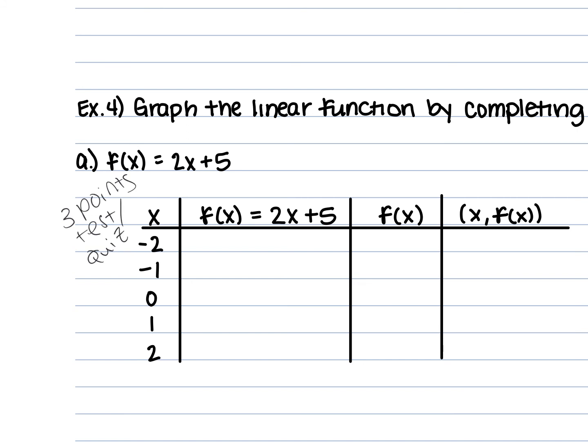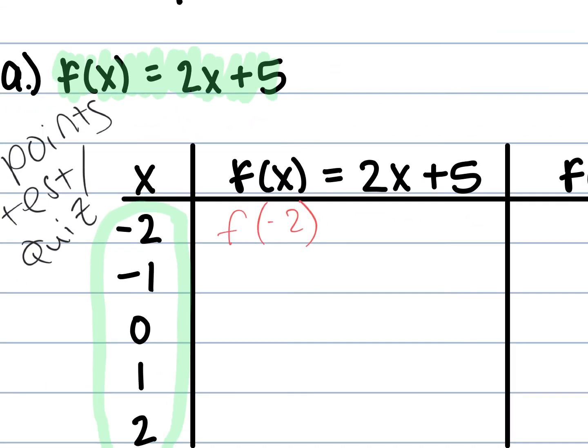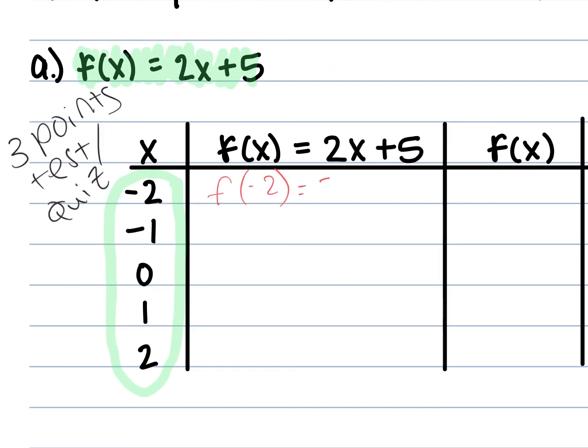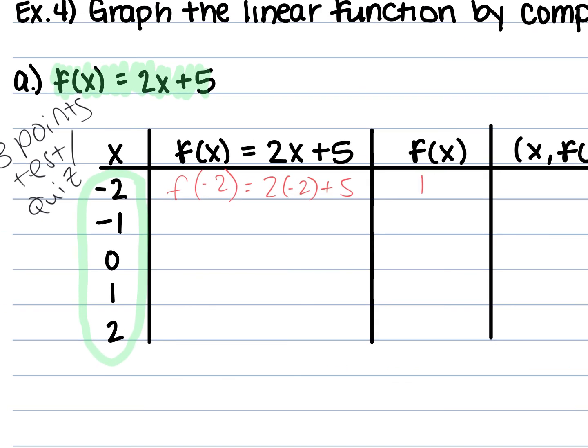All right, so what we're starting with is we're given this function, f of x equals 2x plus 5, and we're going to plug in all of these values for x and see what f of x gives us. So for our first one, we've got f, and we're evaluating at -2. I'm replacing x with a -2, and that's going to be 2 times -2 plus 5. So we have 2 times -2, which gives us -4. Add 5 to that. -4 plus 5 is going to give us a +1.